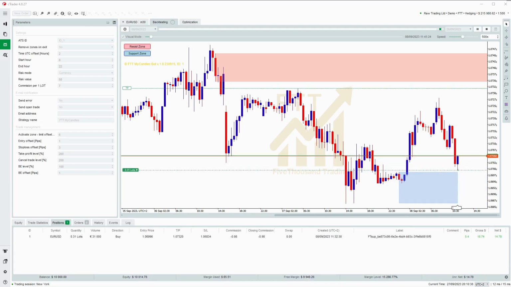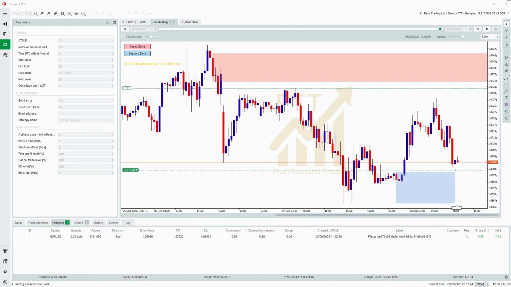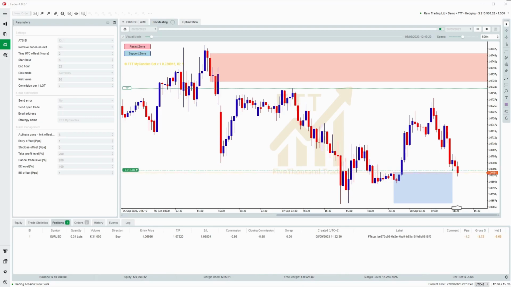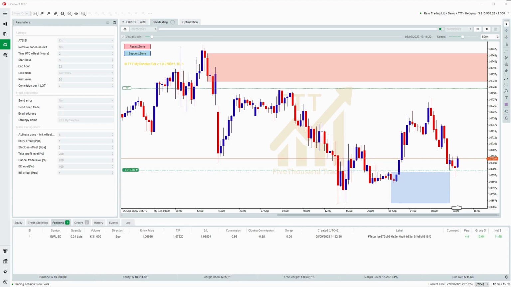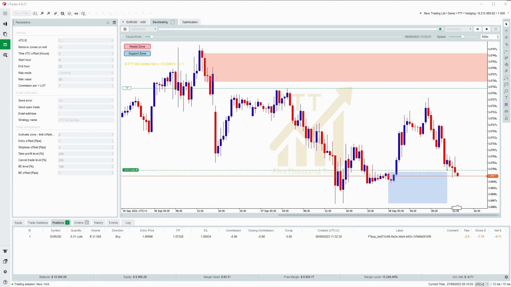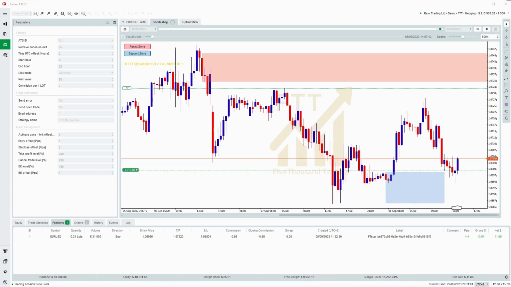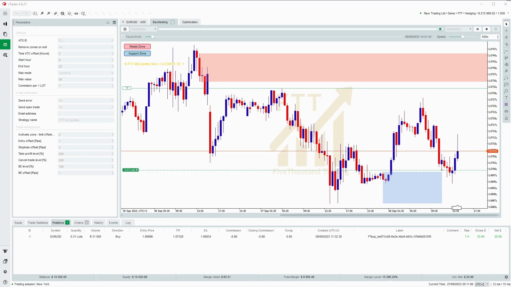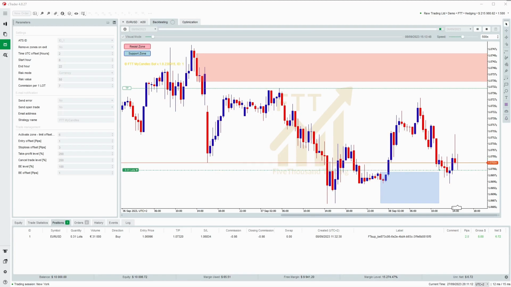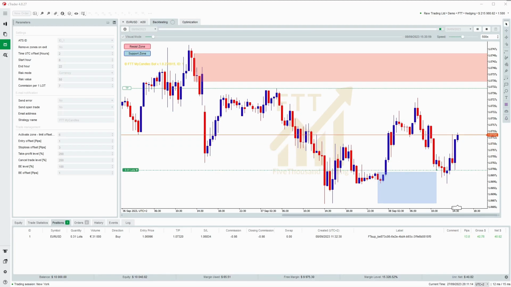The limit order is filled and the zone ends here. If the market moves in a favorable direction by a distance equal to the risk-reward ratio of 1:1, the stop loss will be moved to break-even. Which is what just happened.